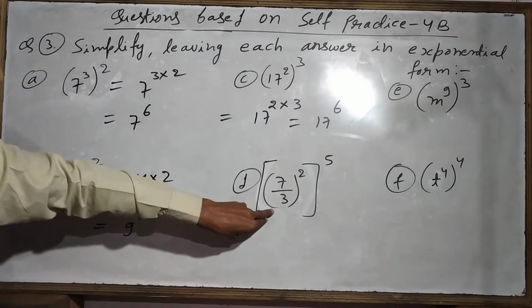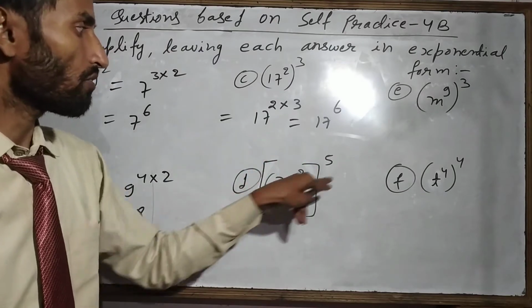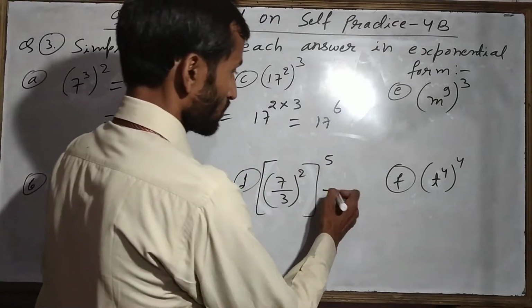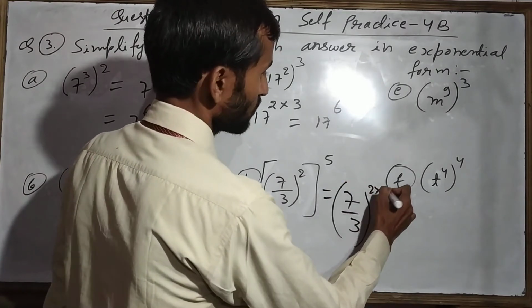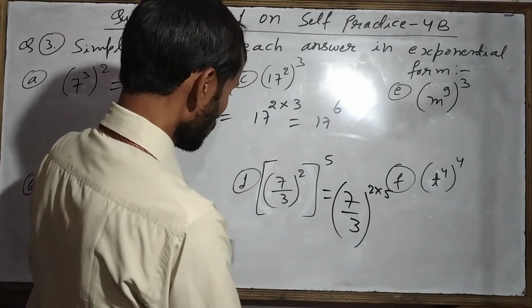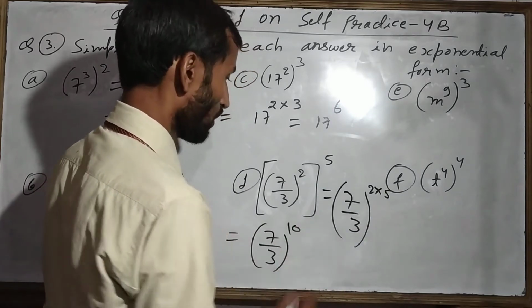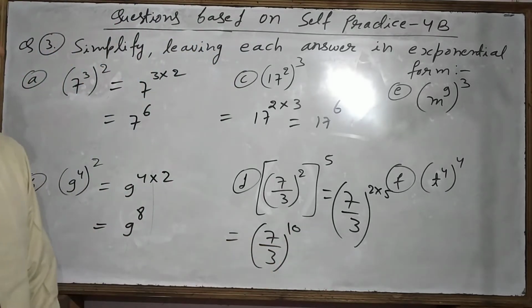Next one, just see here, this one is a fraction and power 2 is there, again whole power 5 is there. So both powers will multiply, so it will come 7 upon 3 power 2 into 5, means 5 2s are 10, the final answer will come 7 upon 3 whole power 10. Okay, so this is the final answer, 7 upon 3 whole power 10.